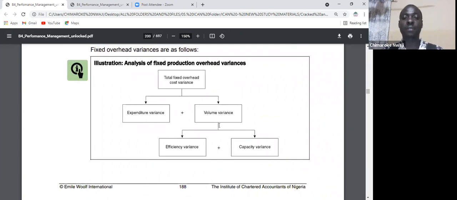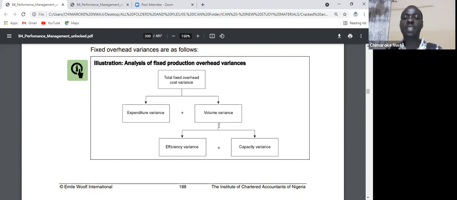Okay, so we look at the diagram here for the fixed production overhead. Now we have total fixed overhead cost variance. Just as we have total material cost variance, total direct labor, variable overhead, fixed overhead has a total fixed overhead variance. Now, fixed overhead variance is divided into two. We have the expenditure variance. So it means that you compare what you actually spent with what was planned to be spent. Then you also have volume variance. So the volume variance plus the expenditure variance will give you your total fixed overhead variance.